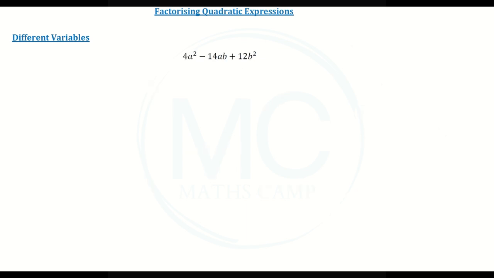Let's do one more. 4a squared minus 14ab plus 12b squared. 4, 14, and 12 are all even numbers, so we can take out a common factor of 2. Let's do this now. 2 outside the bracket. 4 divided by 2 leaves us with 2a squared. Negative 14 divided by 2 leaves us with negative 7ab. And 12 divided by 2 leaves us with positive 6b squared. There are no other common factors, which means now we can factorize.